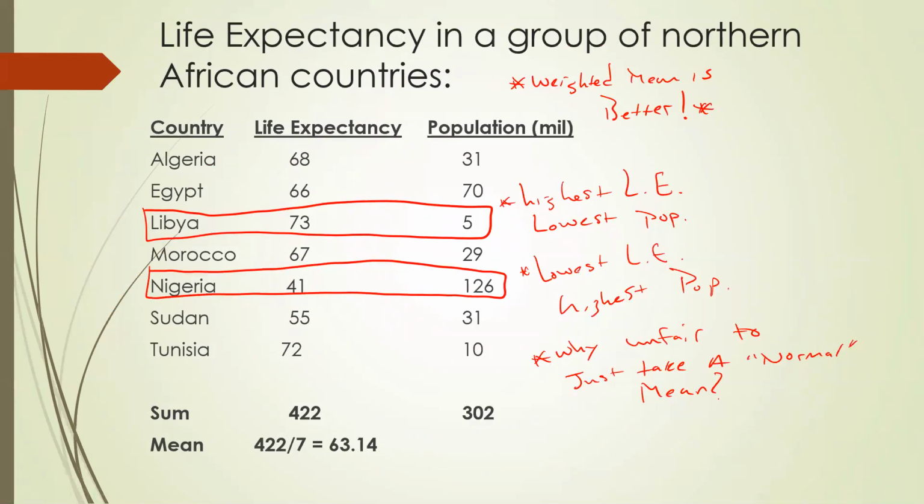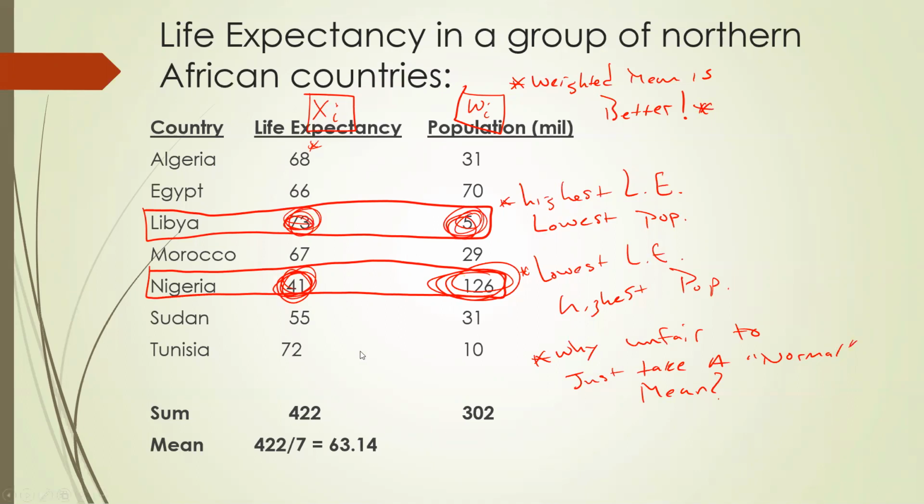Okay, so what was the original thing we were interested in? Life expectancy or population? The life expectancy. Yeah, so this is going to be our original variable, x sub i. So then what are we going to weight it by? We're going to weight it by the population. This will be our w sub i. So we're going to take the Libya value of 73 and weight it with the number 5. We're going to take our life expectancy in Nigeria of 41 and weight it with a value of 126. Okay, so that captures how relevant they are to the data set.